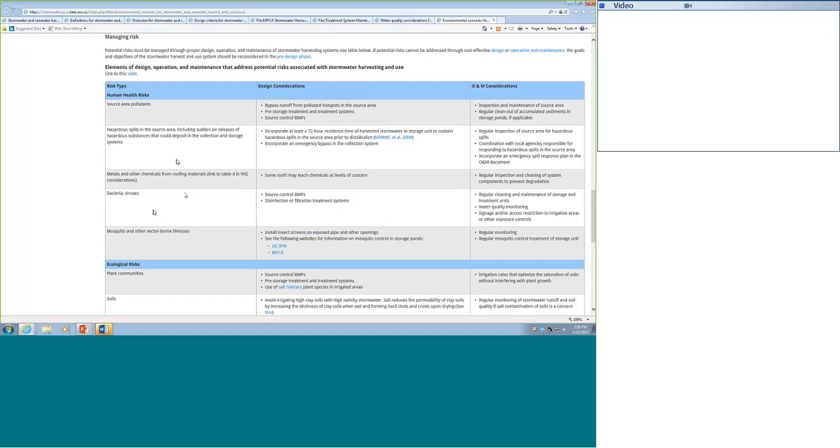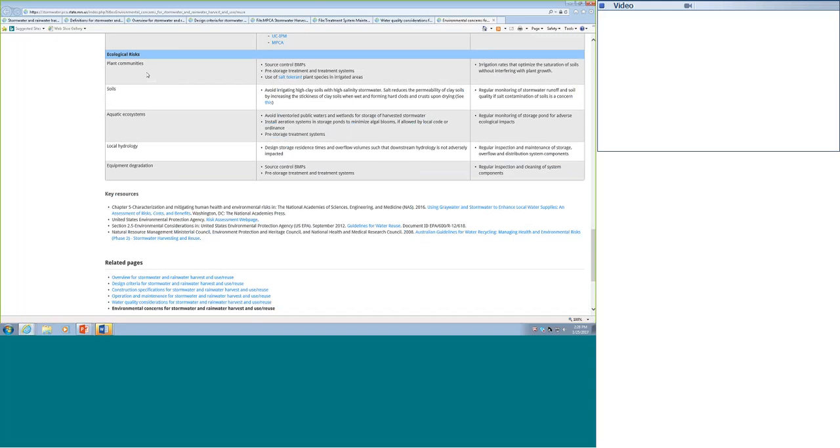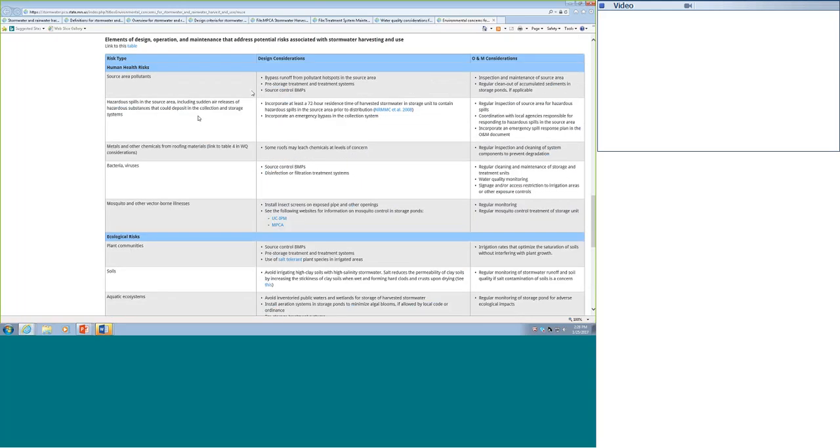Source area pollutants, we've got spills, bacteria, mosquitoes. Here we have ecological risk to plants, soils, aquatic systems. There's things to think about as you're making your initial design, and then what needs to be laid out in your operation and maintenance considerations. So source area pollutants, for example, things you can do and put into your design to minimize risk: make a bypass for runoff from pollutant hotspots, maybe even change your source area, what you're collecting from. There's pre-storage treatment systems. You can use source control BMPs. In your operation and maintenance, regularly cleaning out accumulated sediments in storage ponds, and then inspecting your source area, making sure nothing's changed.